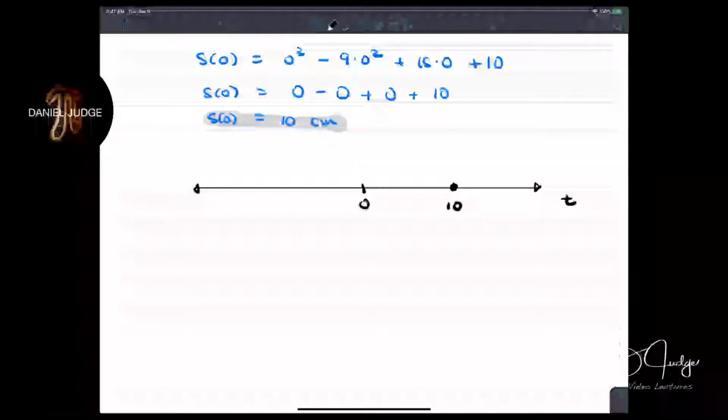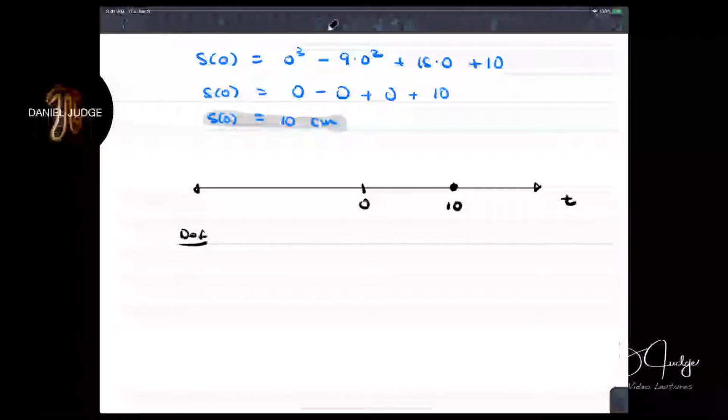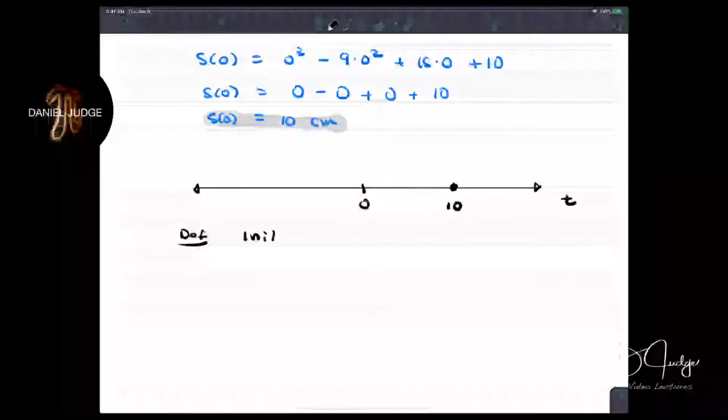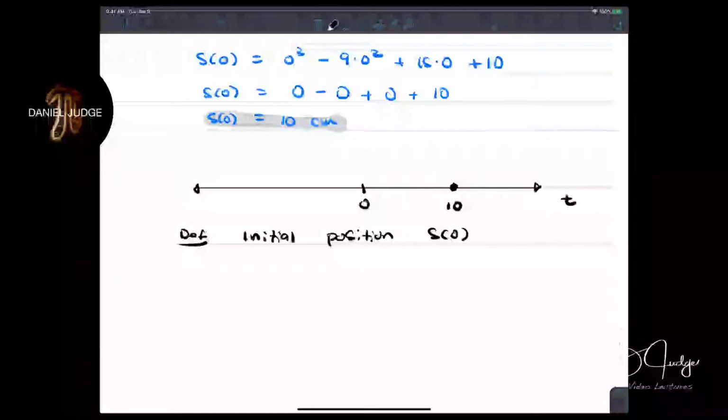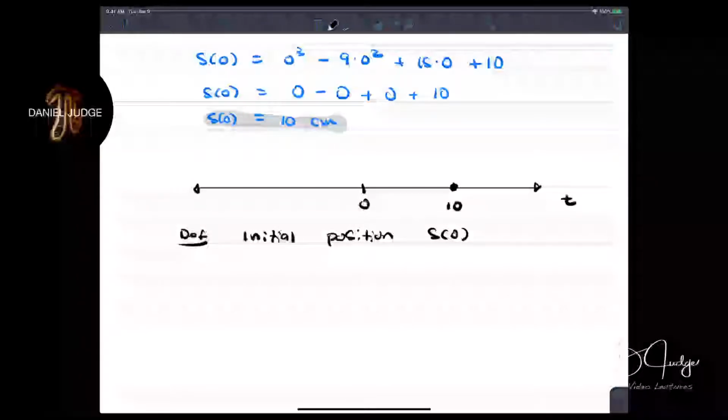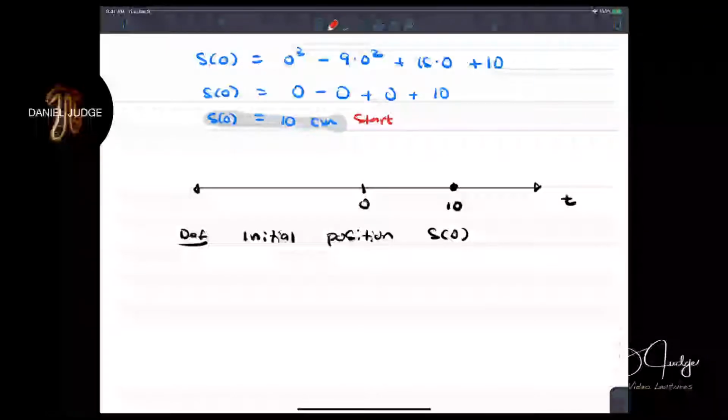If I give you another definition here, I want you guys to remember, we have something called the initial position. And that's really, by definition, S of 0. So my initial position of this particle on that real number line at time 0, this is where you start, we start at 10. Remember, 10 is positive and it's to the right, so you're starting there. So we have an initial position, S of 0. It's the definition.